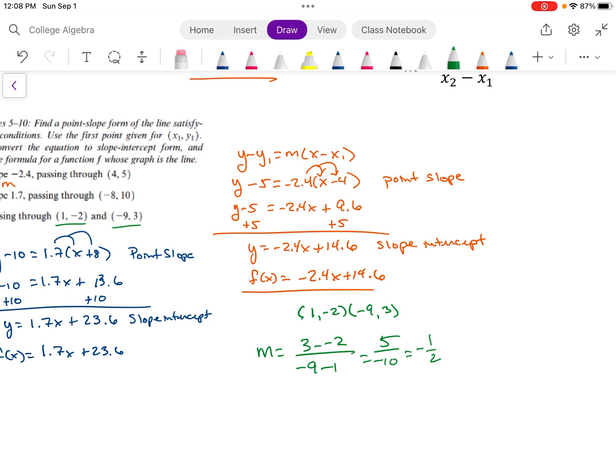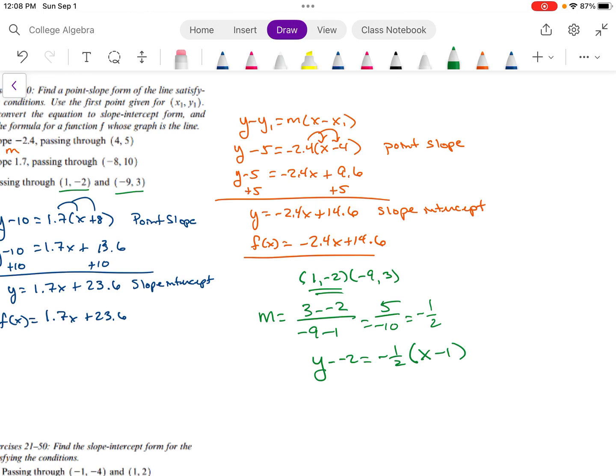Now I have to use that slope, and I get to use either one of the two ordered pairs, because point slope tells me basically, hey, I need a point and I need a slope, and once I have those two things, I'm good to create the equation. So I'm going to use the (1, -2). So y minus negative 2 equals -1/2 times x minus 1.